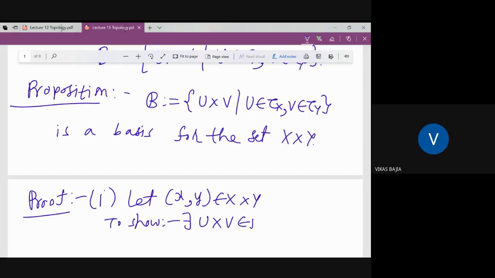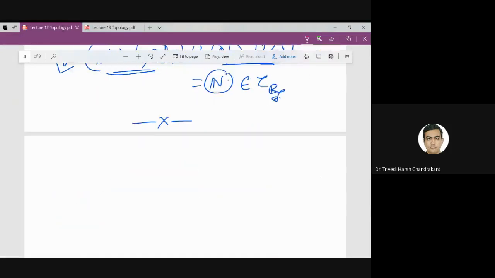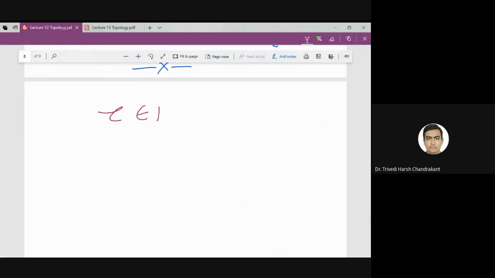Sir, won't we prove the topology on X cross Y first? X cross Y is a set, and on it we need to find a topology. So what is a topology? Topology is a collection of subsets of X. If I need a topology on X, I have to find a, just a minute.